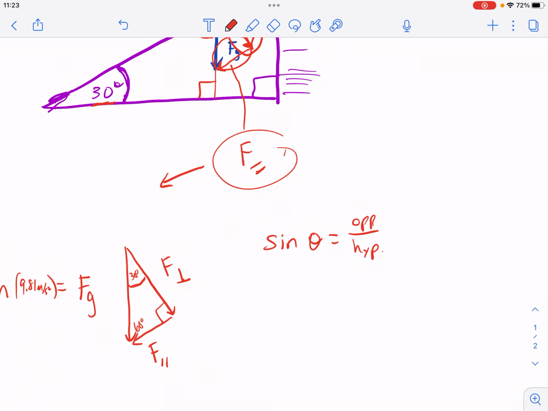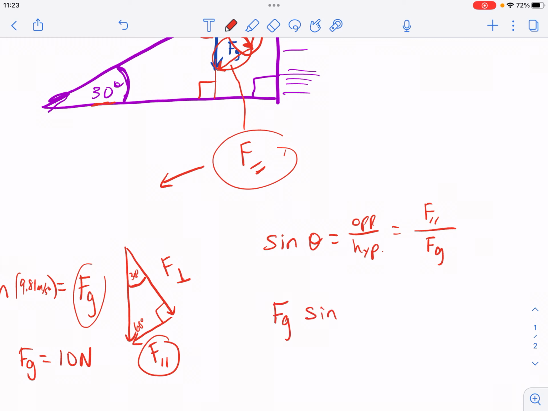So if I think about this 30-degree angle, then the opposite side is the parallel force, and the hypotenuse is gravity. That's the long side of the triangle. So depending on what I'm trying to solve for, if I know the angle is 30, and I know the mass and the acceleration, so let's say the force of gravity is 10 newtons, just to keep it a nice easy number, I can solve for my force parallel. So Fg times the sine of theta equals the force that is parallel.